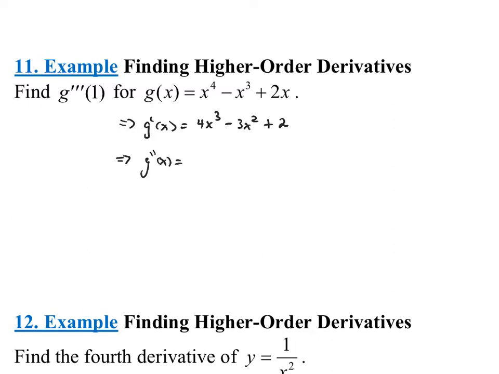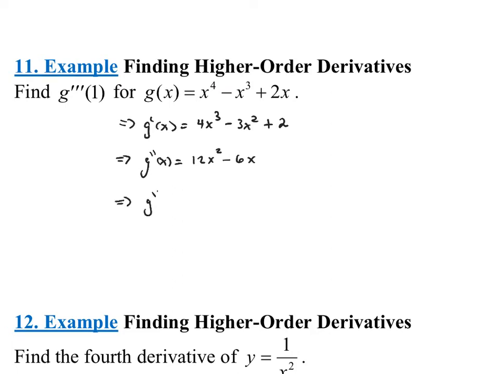The second derivative would be 4 times the derivative of x cubed, which is 3x squared. So 4 times 3x squared would give us 12x squared. Notice I'm doing some simplification, kind of doing 2 steps in one here. Minus 3 times the derivative of x squared. Well, the derivative of x squared is 2x. So minus 3 times 2x would be a minus 6x, plus the derivative of 2, which is quite simply 0.